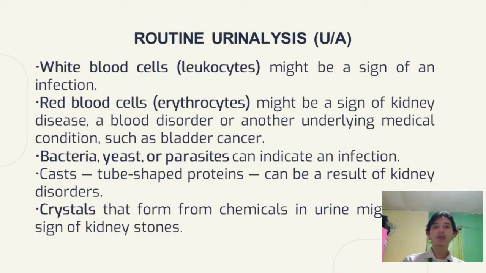Red blood cells or erythrocytes might be a sign of kidney disease, a blood disorder, or another underlying medical condition, such as bladder cancer. Bacteria, yeast, or parasites can indicate an infection. Casts, tube-shaped proteins, can be a result of kidney disorders. And lastly is crystals that form from chemicals in urine might be a sign of kidney stones.